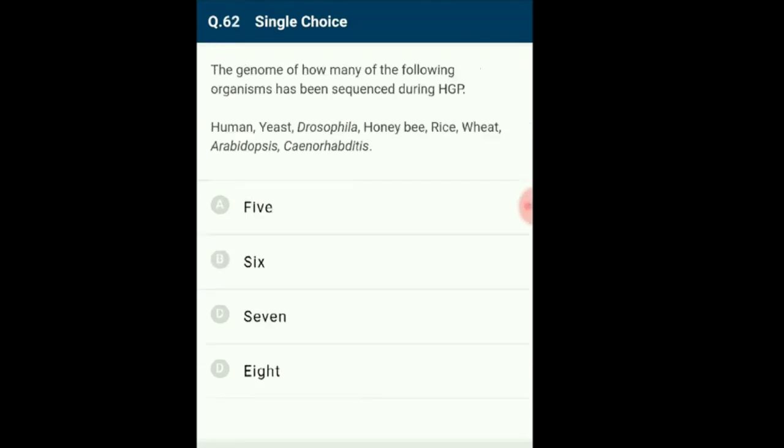How many of the following organisms have been sequenced during Human Genome Project? Many non-human model organisms such as bacteria, yeast, Caenorhabditis elegans, a free-living non-pathogenic nematode, Drosophila, commonly called fruit fly, and plants such as rice and Arabidopsis have also been sequenced. Also the human genome has been completely sequenced. So the answer for this question is option B, 6. There are 6 of the following organisms that have been sequenced during Human Genome Project.